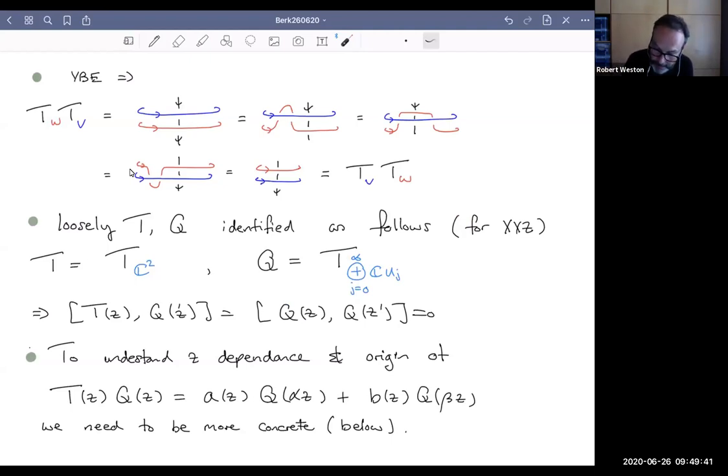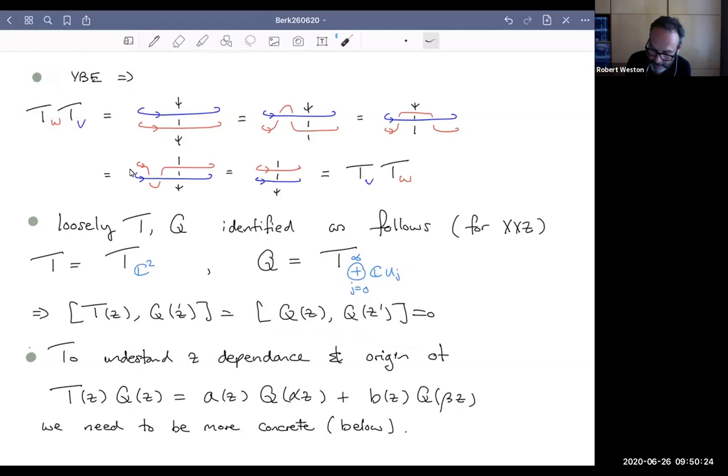Then, I'm not there yet, but loosely, just to answer Sasha's question: what are T and Q? T and Q are going to be traces of R matrices over these auxiliary spaces. One of them is going to be a two-dimensional auxiliary space in the simple SL2 case, and the other is going to be some infinite-dimensional vector space. So u_j is just some basis, and this is some infinite-dimensional vector space. That's the general picture. And because I have the Yang-Baxter equation, this automatically gives us these commutation relations. They're just particular choices of transfer matrices.